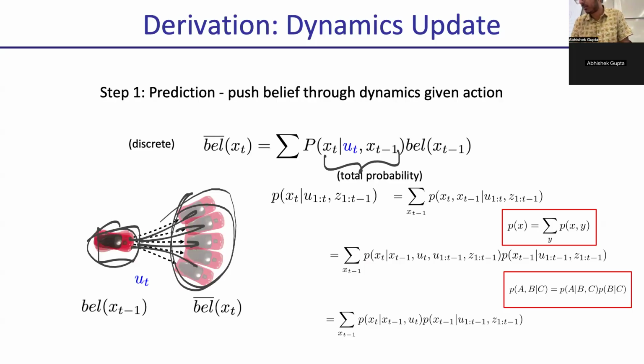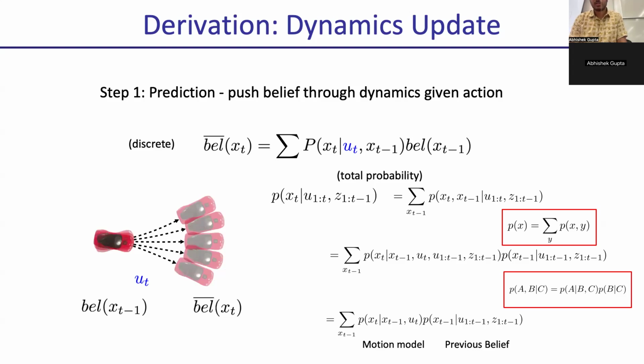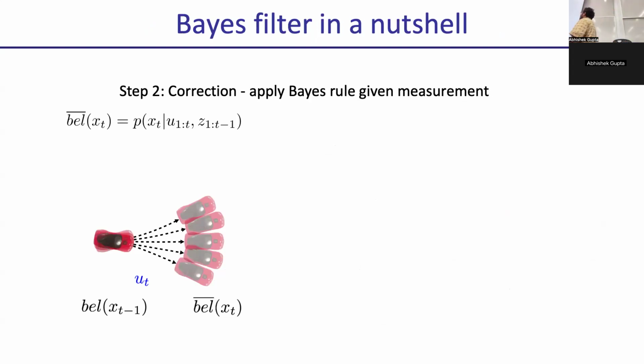Okay, so let's go through the measurement update, and we'll put things together and go through some examples. We've gone from belief to belief bar. Now I need to go from belief bar at xt to belief at xt. Belief bar, remember, is when I incorporate a new action but not a new measurement. Now I want to incorporate the latest measurement.